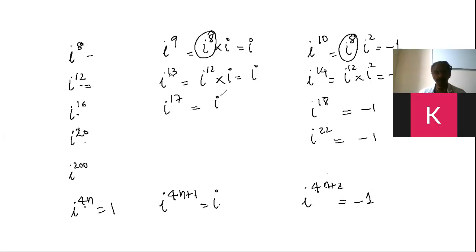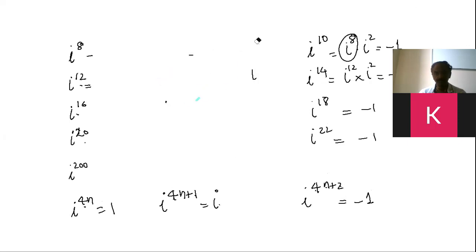Okay, now let's try. Look at this. Suppose I have I to the power, let's say 42, and I to the power 41.